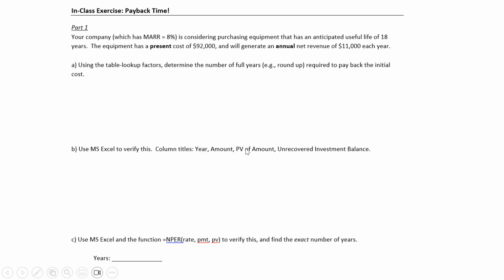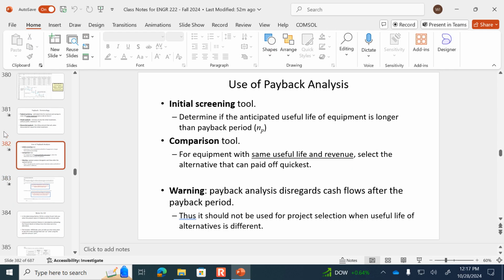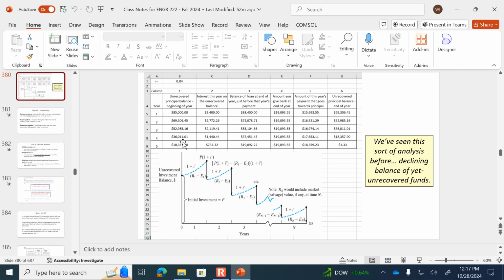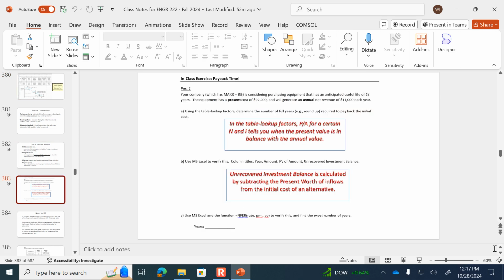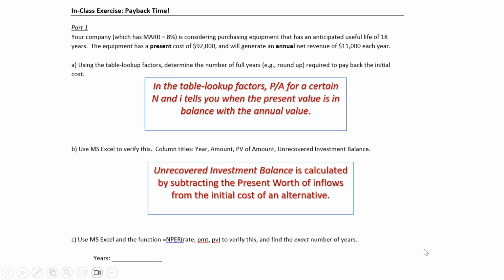Year, amount, PV of the amount, and unrecovered investment balance. And so that is just what we had done in this one, similar approach to that. So in part A, just doing the hand calculations to find out the ratio of P to A, and then looking for the factor that's associated with the ratio here of 92,000 to 11,000.